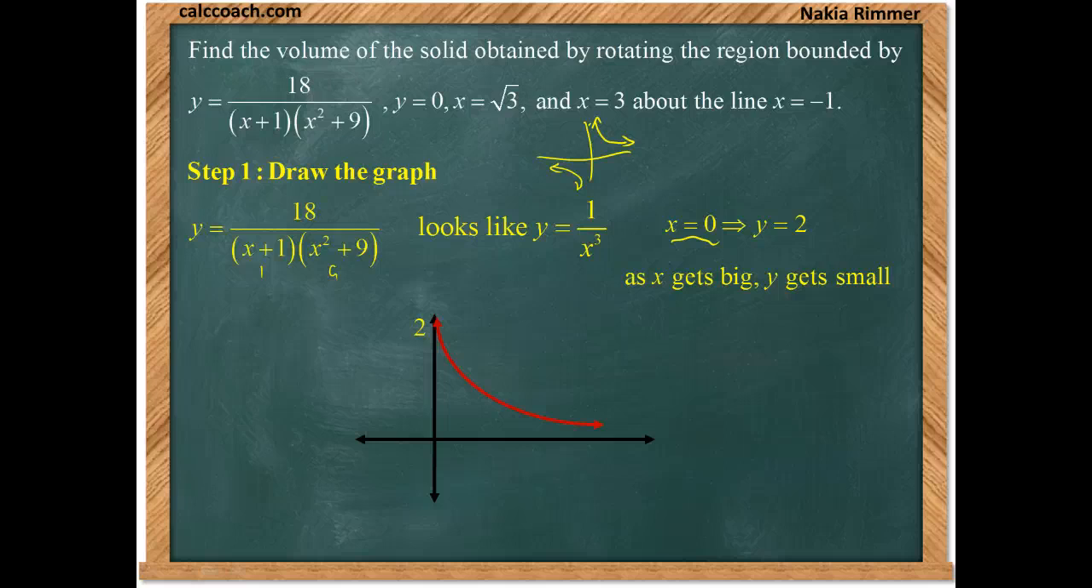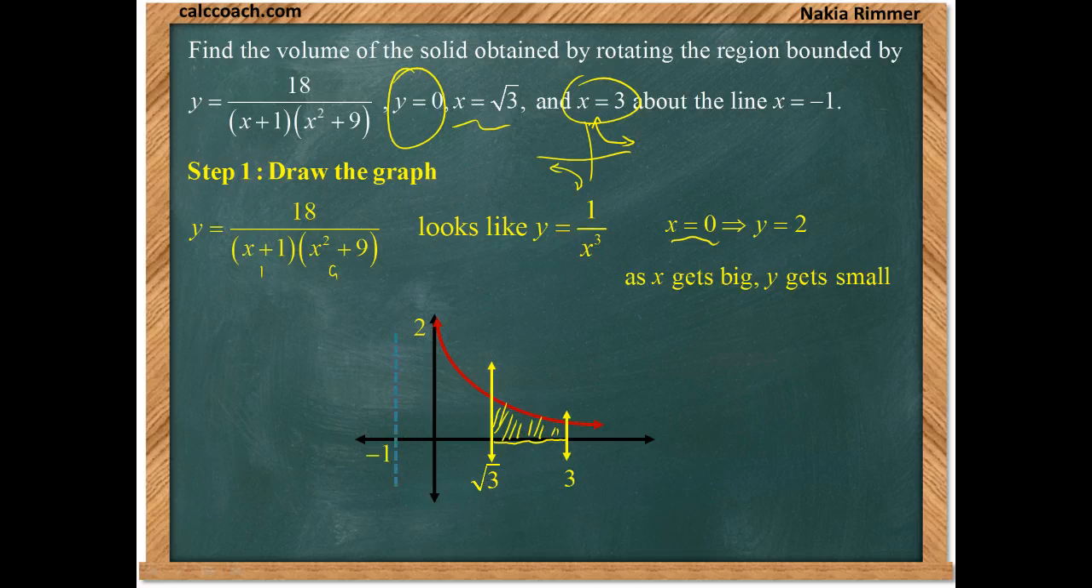Then we have these guys who are just vertical lines: x equals root 3 and x equals 3. Just vertical lines. x equals root 3 is smaller. So you just draw the vertical lines, and then y equals 0. That's just the x-axis. So here's our region. Great. Rotate it about the line x equals -1.